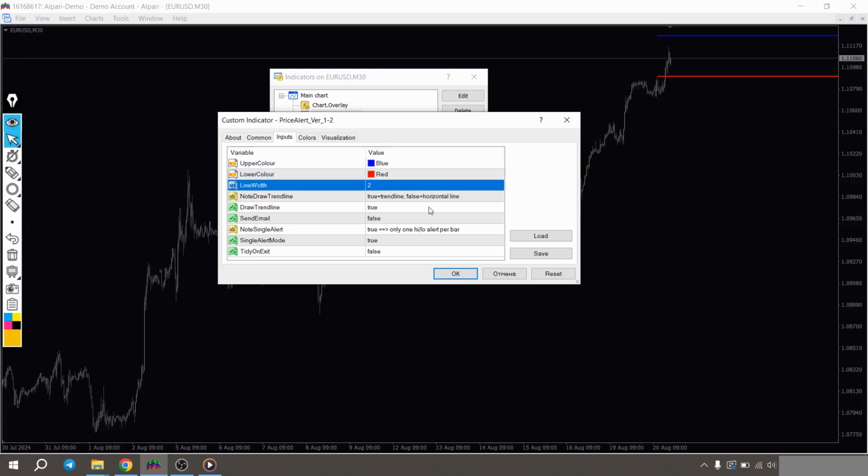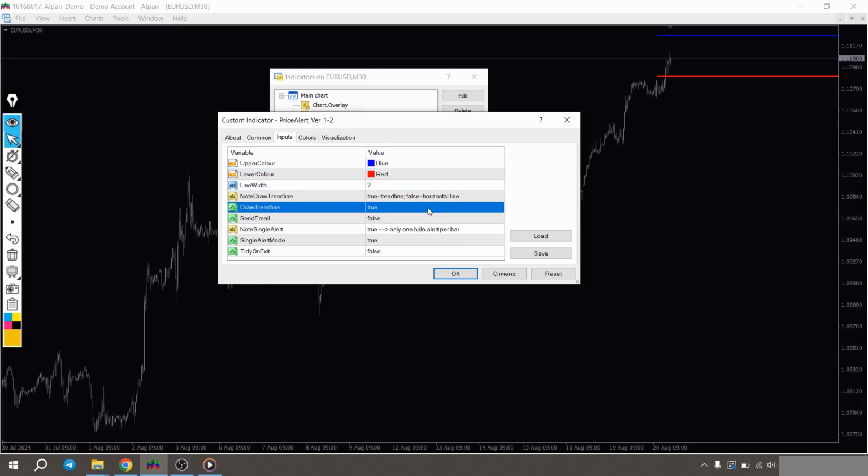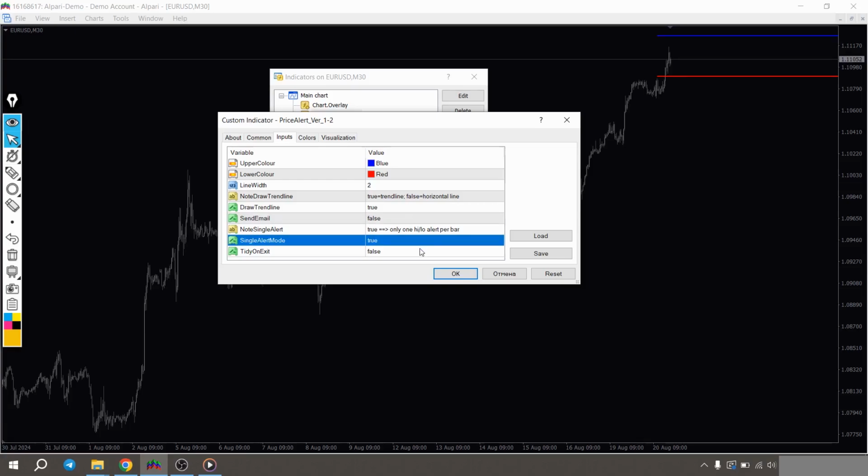Draw trend line. Enable or disable the drawing of trend lines for alerts. Send email. Enable or disable email alerts. Single alert mode. Choose between single or multiple alert notifications. Tidy on exit. Decide whether the indicator's lines should be cleared when you exit.